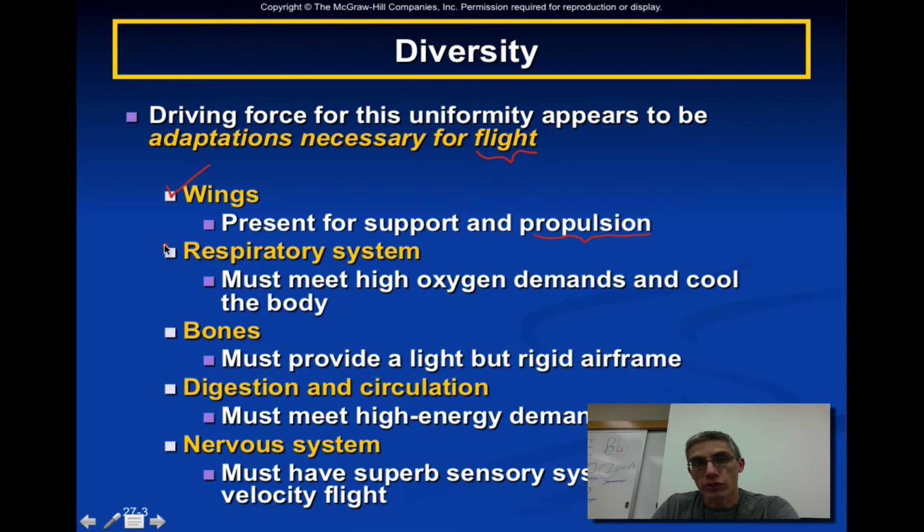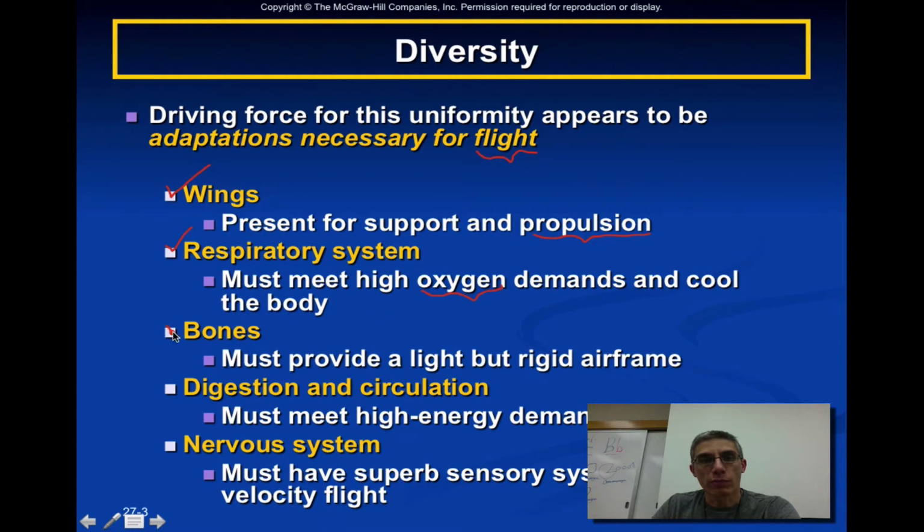The respiratory system also had to be modified because if you think about it, if you're going to be doing something as strenuous as flying, that's going to take a lot of energy. And so there's going to be a lot of oxygen that's going to be necessary to make sure that that animal has the energy required to propel those wings. And of course, if you're going to be doing a lot of work in regards to the wings that are necessary to allow flight to happen, that's going to tend to raise the body temperature. And so there needs to be a respiratory system that allows the body to cool rather efficiently.